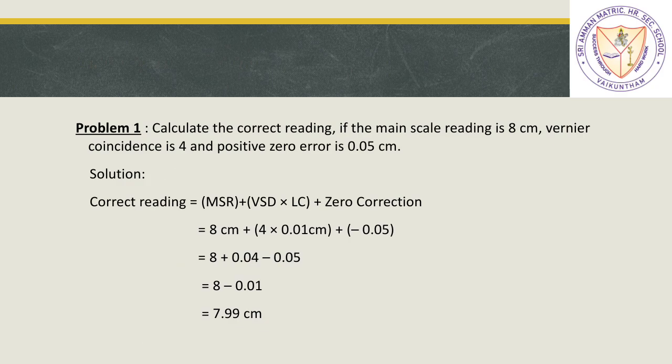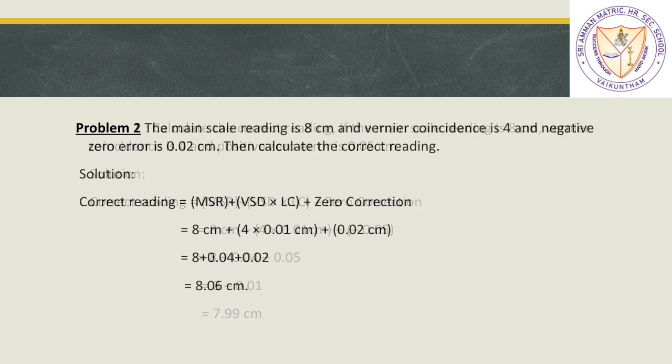So the MSR is 8 centimeter plus VST, the vernier coincidence is 4, then the least count will be 0.01 centimeter, and the zero correction will be, this is a positive error, that means the error will be plus 0.05, so the correction will be minus 0.05. Therefore totally it will be 8 minus 0.01, that is 7.99 centimeter. Just a small formula you need to remember.